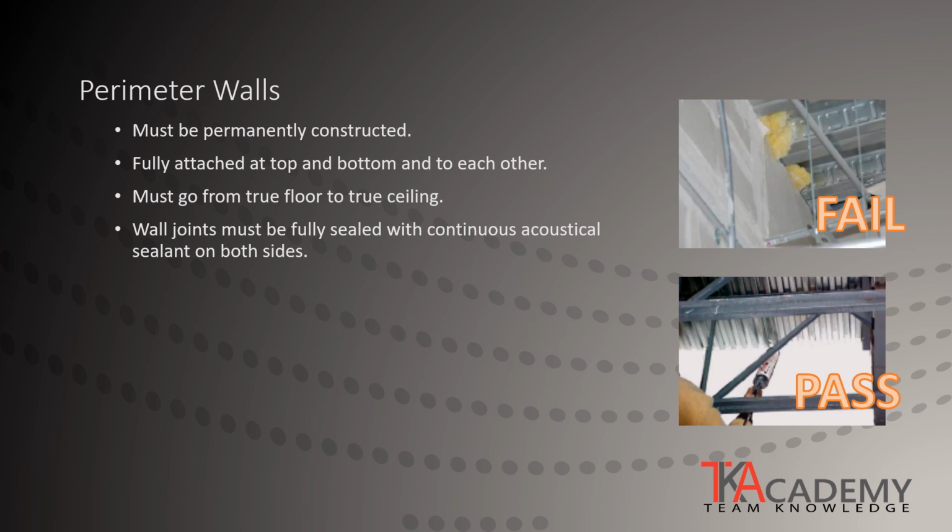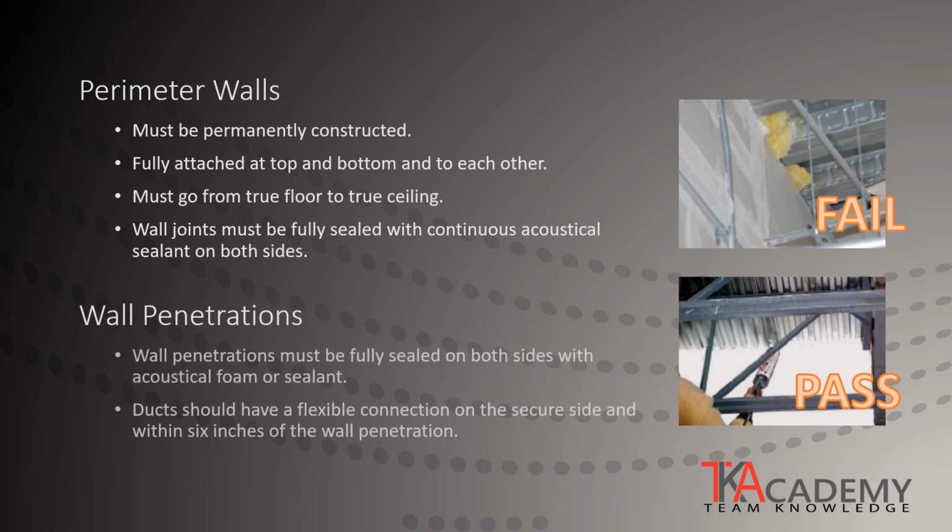Wall joints must be sealed at the perimeter edges, and penetrations must be sealed with acoustical sealant on both sides of the wall. Ducts that are passing through a perimeter wall will have flexible connections installed on the secure side within 6 inches of the wall to mitigate the transfer of sound from the space.